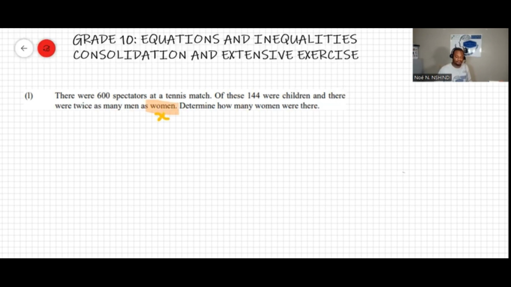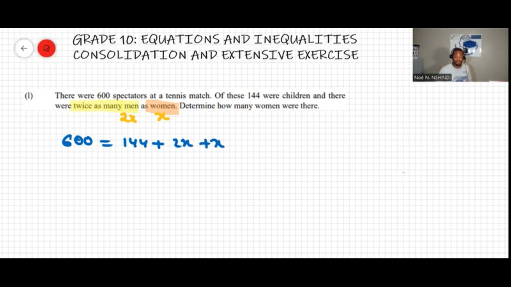And therefore, the number of men will be 2x, because it says twice as many men. So this is 2x. Then the total number of spectators is 600. So 600 spectators is equal to 144, the number of children, plus 2x, the number of men, plus x, the number of women.